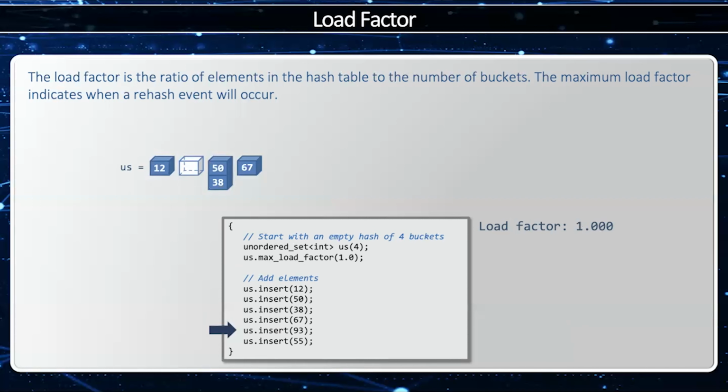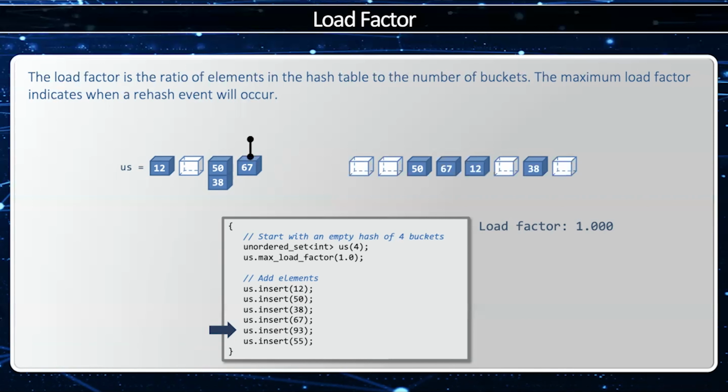However, when I try to insert 93, this is going to push me over the top. So that's going to cause me to rehash. So I'm going to create a new hash table that has 8 empty elements, and then I'm going to iterate through the old hash table. 12 goes into the new table. Notice how 12 mod 8 is 4, where 12 mod 4 was 0, so it goes into a different bucket. And then 50 goes into bucket 2, 38 goes into bucket 6, and 67 goes into bucket 3.